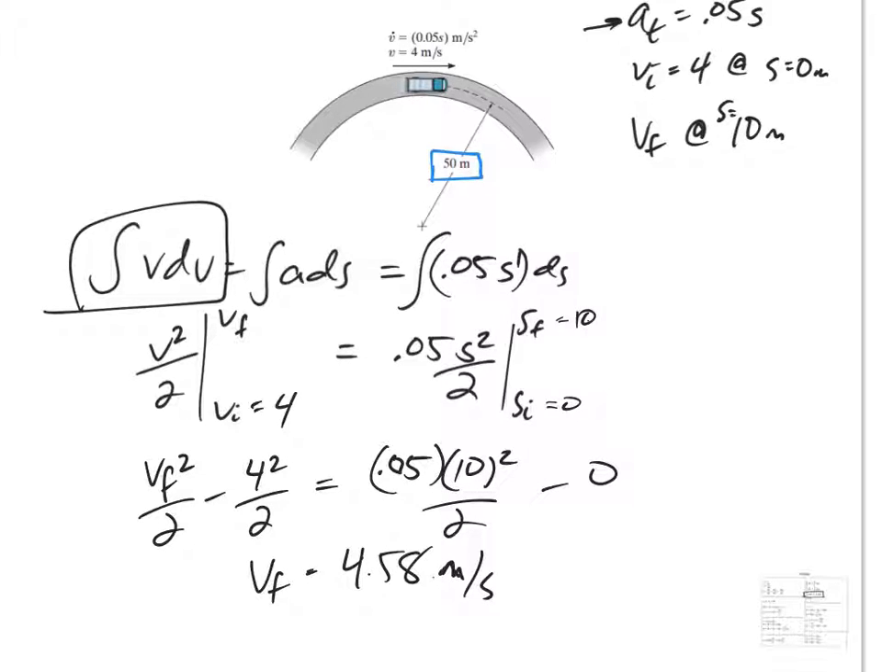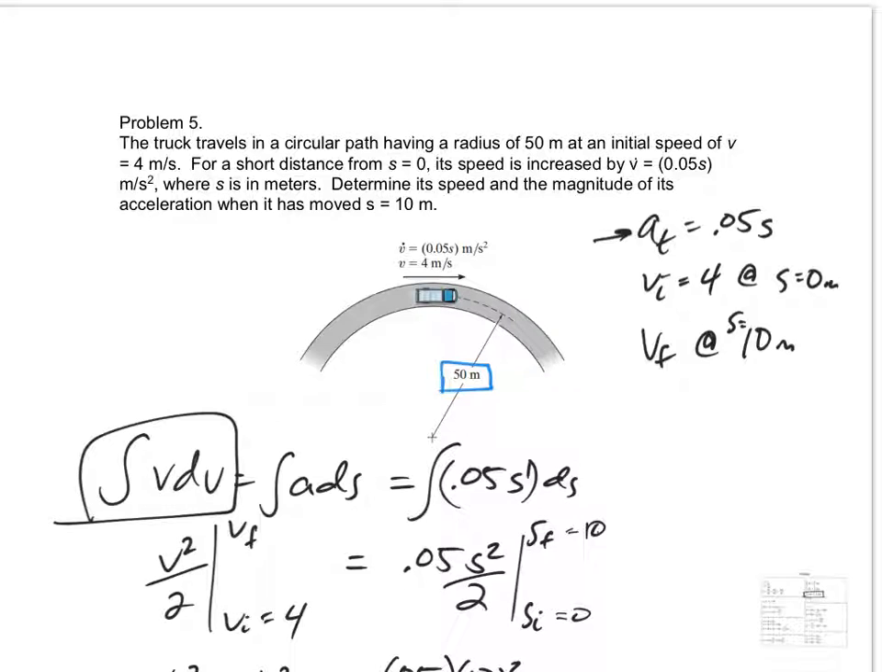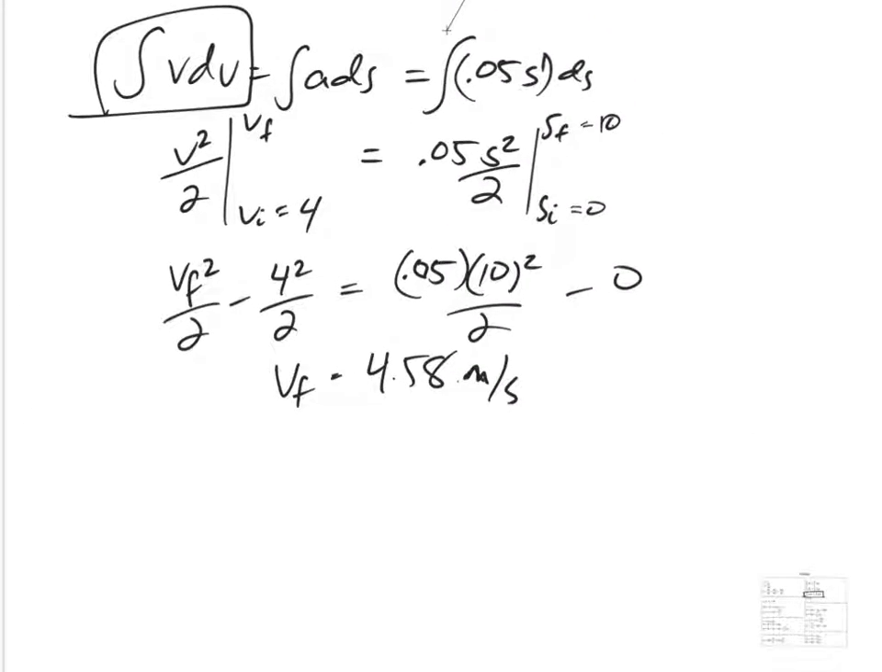But the second part of the problem, I found its speed, determine its speed, found that. Now I need the magnitude of its acceleration. Knowing that it's in a circular path, I need to find AT and I need to find AN. I'm going to start with AT. Again, this is just sort of a 1D problem. Forgetting that it is traveling a circular path, let me find AT. And then at the very end of the problem, I'm going to tack on AN because it's traveling in a circular path.